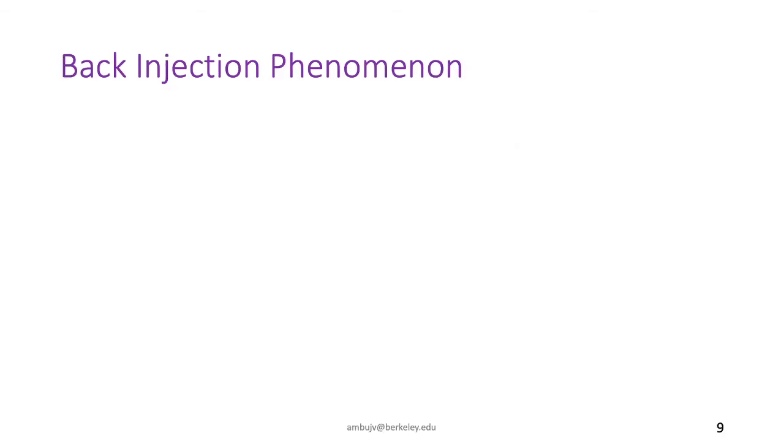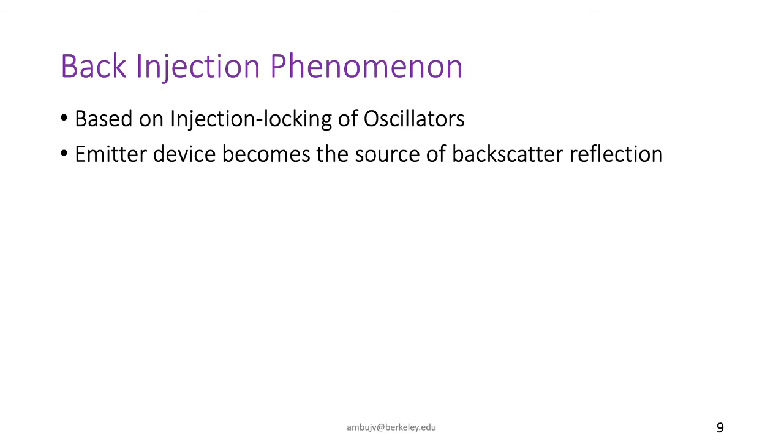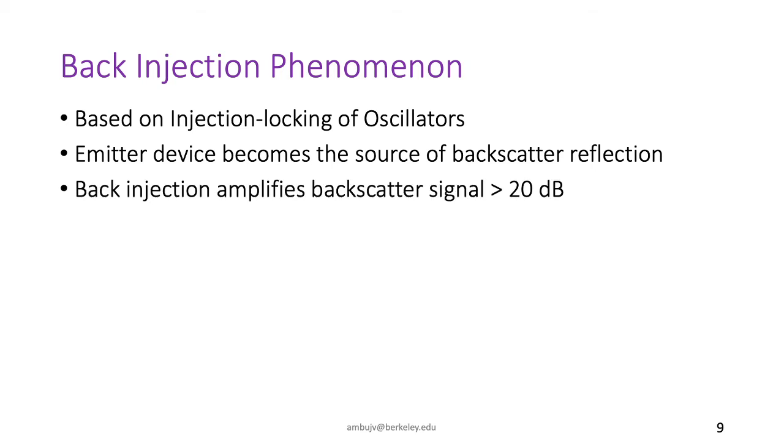The back injection phenomenon is based on injection locking. Injection locking is a property where two oscillators with slightly different frequencies can synchronize to each other's frequency. And this is demonstrated by many physical phenomena, including tunnel diode oscillators. So the back injection phenomenon allows the emitter device to become the source of backscatter reflection. And it allows it to amplify the weak backscatter signal by a gain as high as 20 decibels, as we show in some of the experiments that we describe later in the presentation.